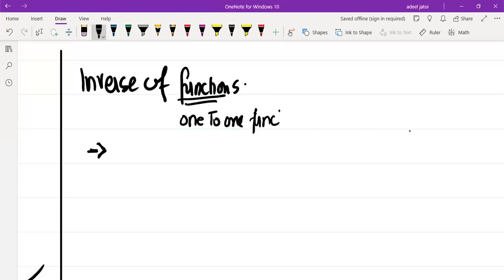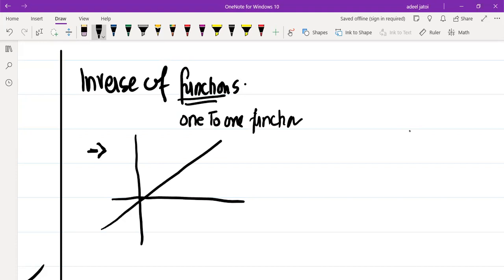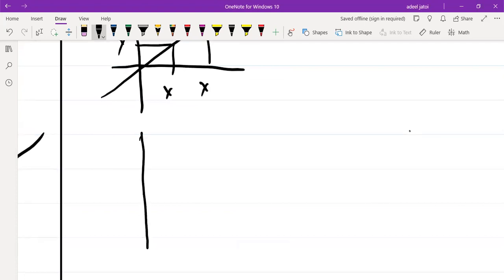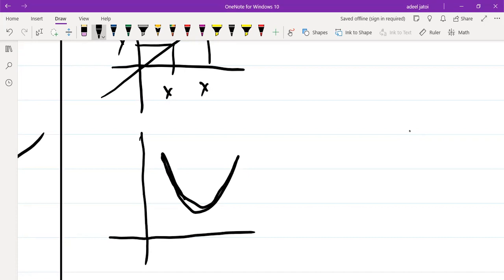One-to-one function. That means, a linear equation has one-to-one function. For one value of x, you'll have one value of y. For non-linear equation, if I say that there is a curve, this does not have one-to-one function. So if I see this, clearly means that for one value of y, you have two values of x. So this is a one-to-many function.